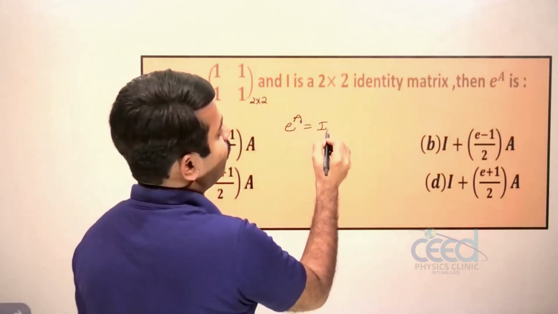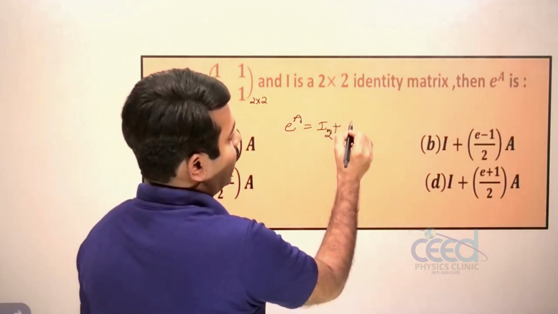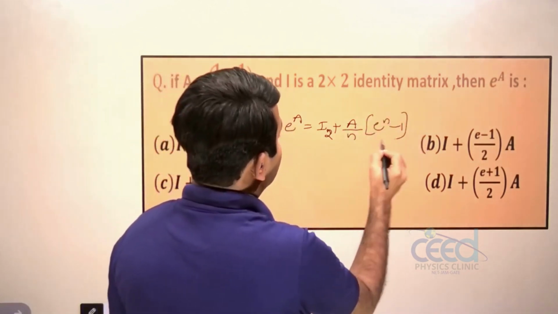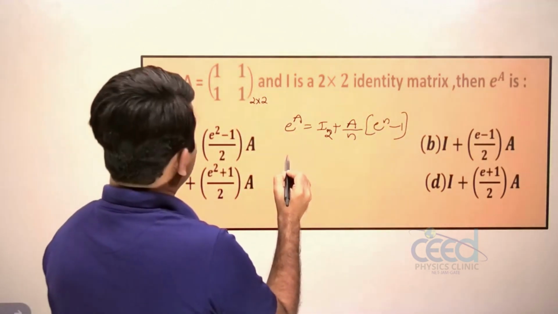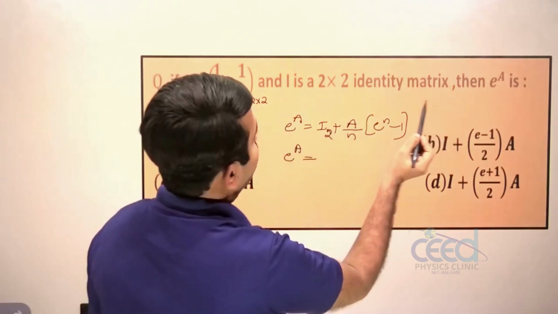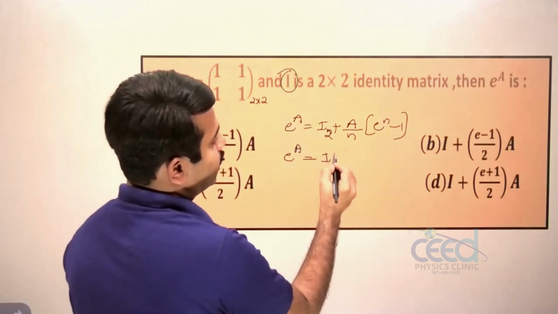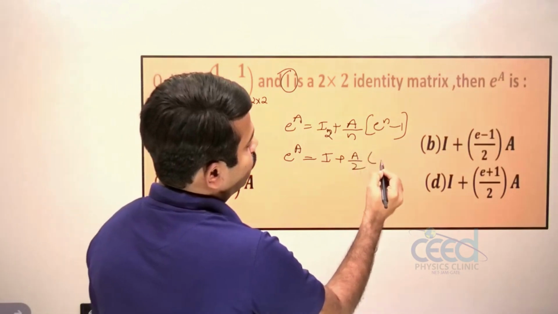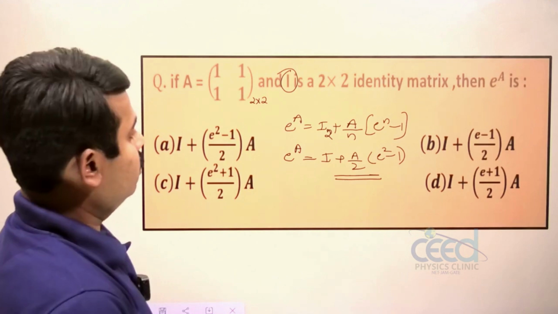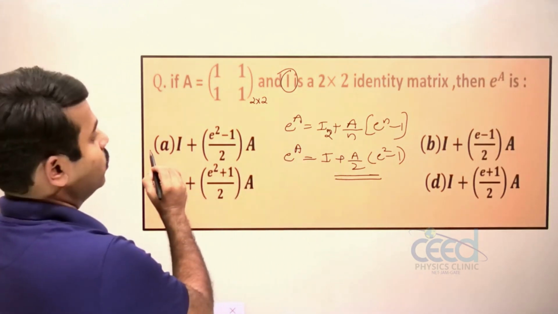Then I_n plus, right? Then I_2. Here I_2 plus A by n, that means n is the order, e raised to n minus 1. Here n is 2, so e raised to A, with the 2 by 2 matrix they have given us and the 2 by 2 identity matrix they mentioned as I, is I plus A by 2 into (e^2 minus 1). This is the formula, right? So this I can write as (e^2 minus 1) by 2 into A. So this is correct, right?